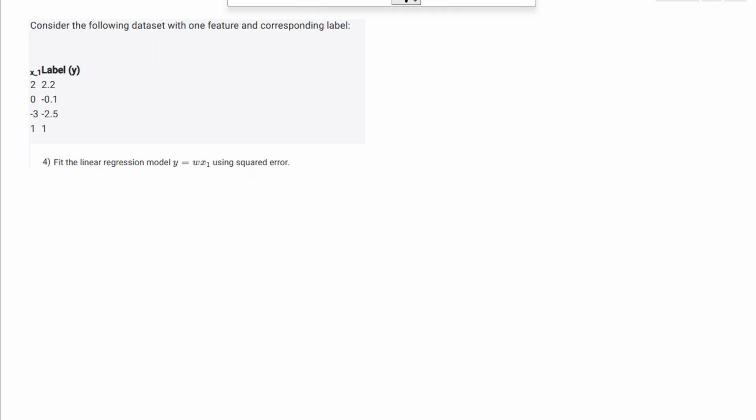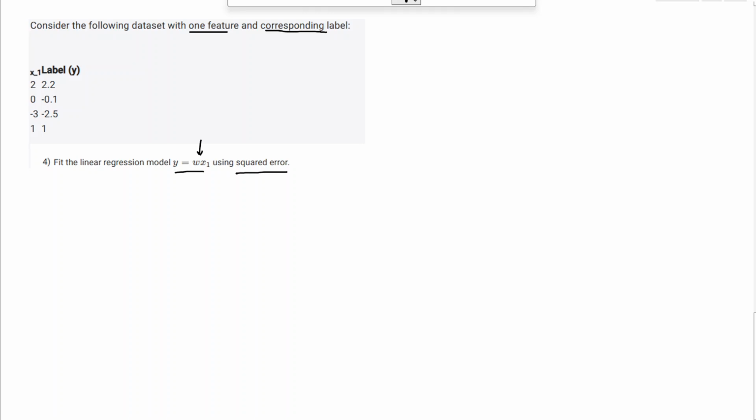Alright, so here we have one feature and one label. This means there is one x, just an x1 or an x, and there is one y. And we are asked to fit a linear regression model y equal to w xi using squared error. So to fit it using squared error, we have exactly one parameter, which is w, which we have to determine.